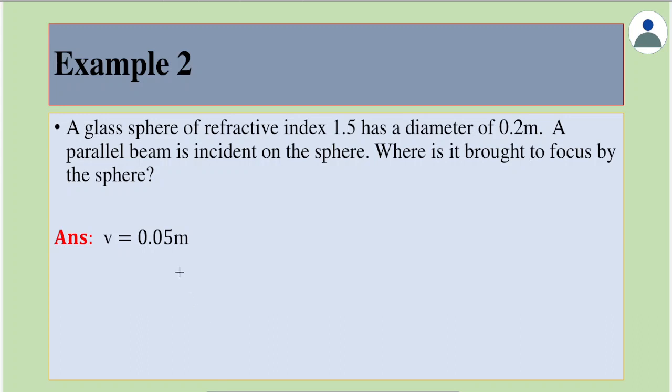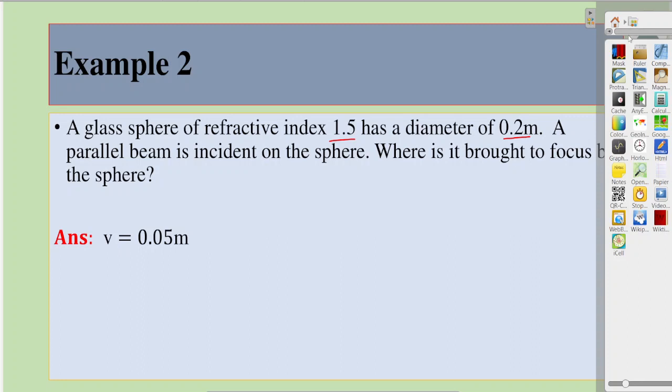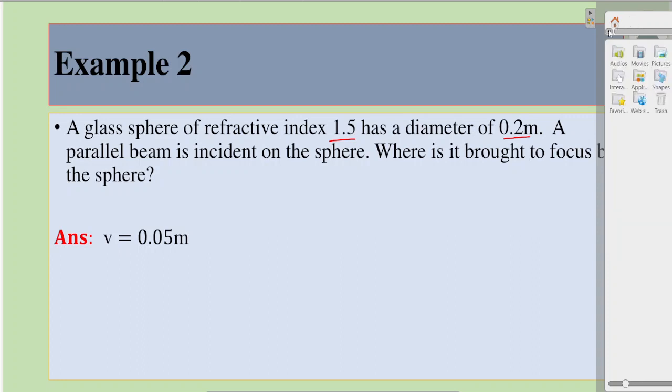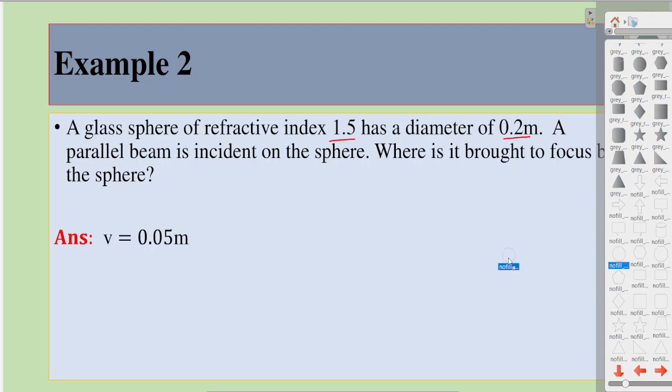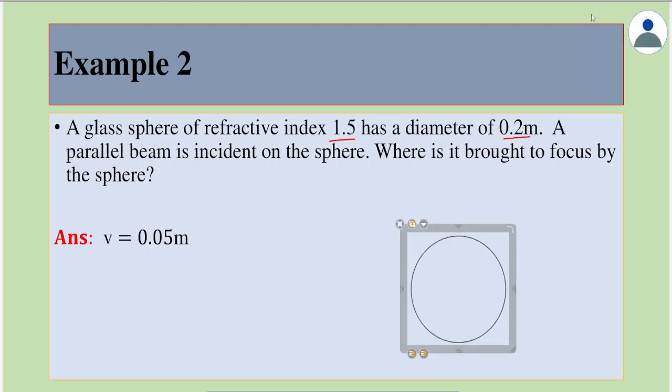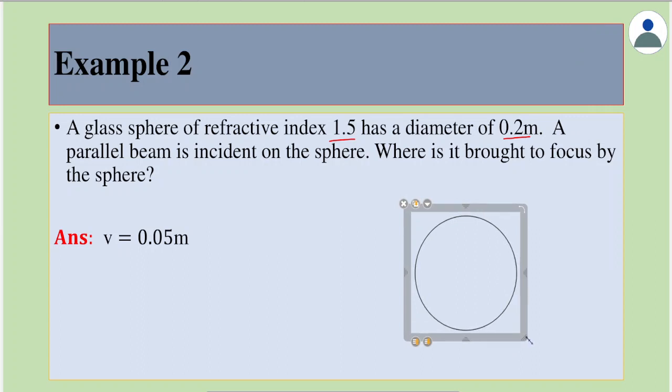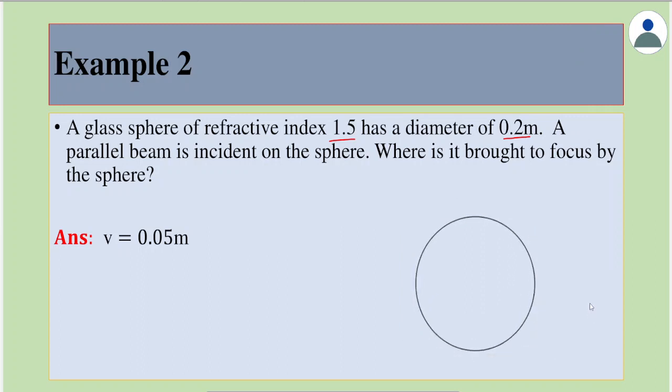Example 2 says a glass sphere of refractive index 1.5 has a diameter of 0.2 meter. A parallel beam is incident on the sphere. Where is it brought to focus by the sphere? So we'll first draw a sphere. So what is given here is we have a sphere here.